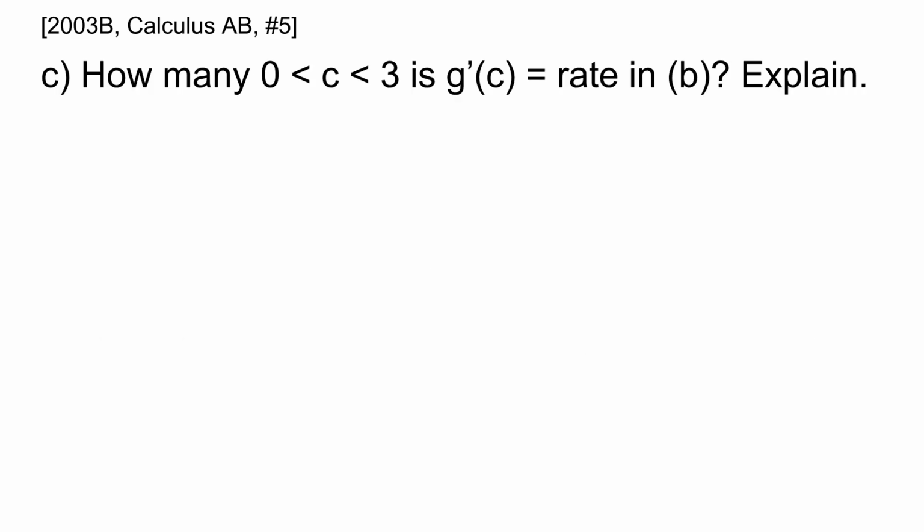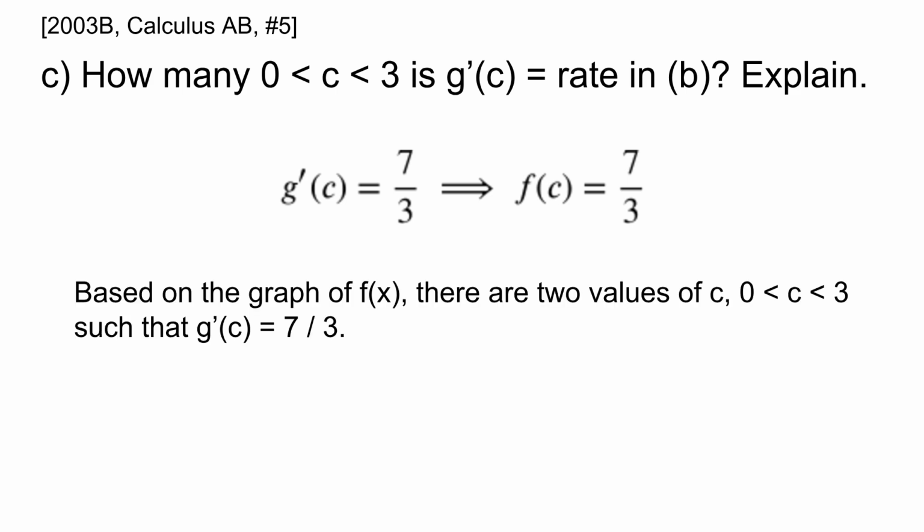In part C of this question, we are asked for how many values of c between 0 and 3 exclusive is g prime of c equal to the rate we just calculated in part B, and we need to explain our answer. We need to figure out when g prime of c is equal to 7/3, and by the fundamental theorem of calculus, this means we need to know when f of c is equal to 7/3.